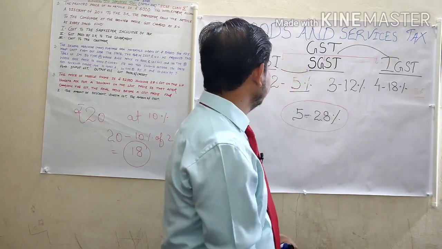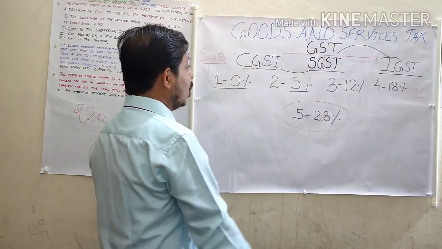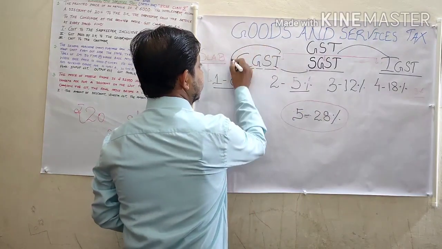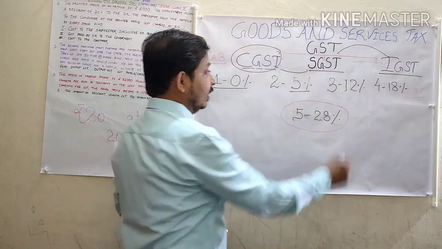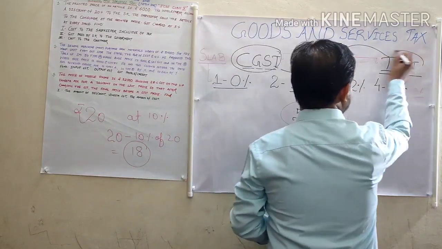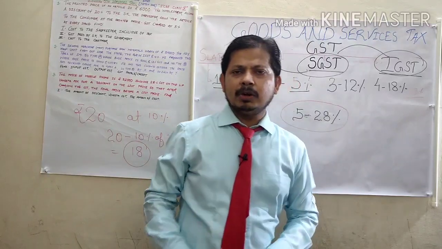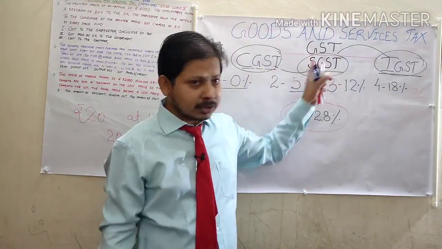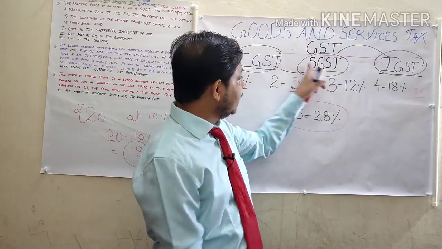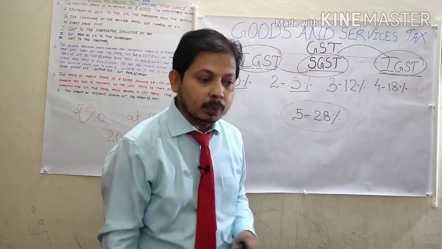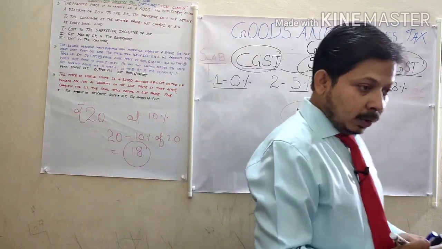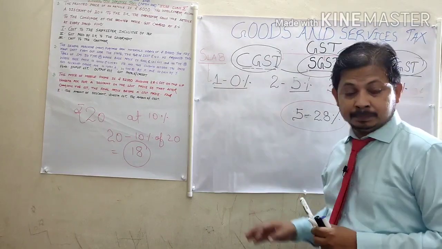So this is CGST, this is SGST, this is IGST, and IGST is equal to the GST only, or twice of CGST or twice of SGST, and CGST and SGST are always equal. So friends, this is the introduction.